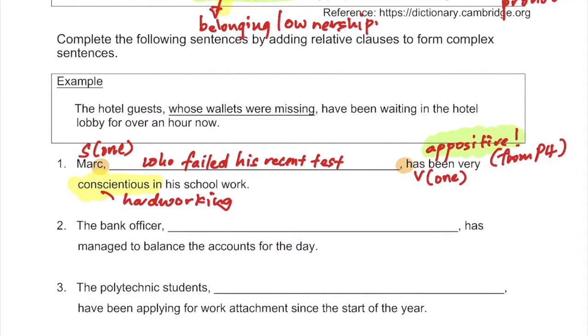This relative clause passes. And please take note that this is a verb, right? Notice failed is a verb that comes after the connector who. Very well done, Xavier. Good job. Okay.